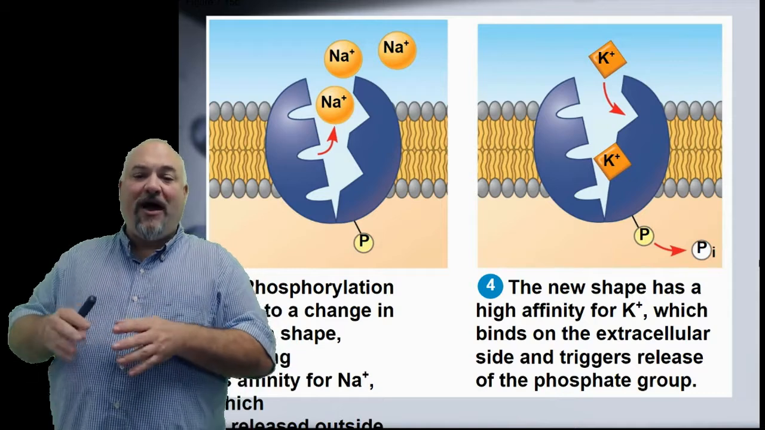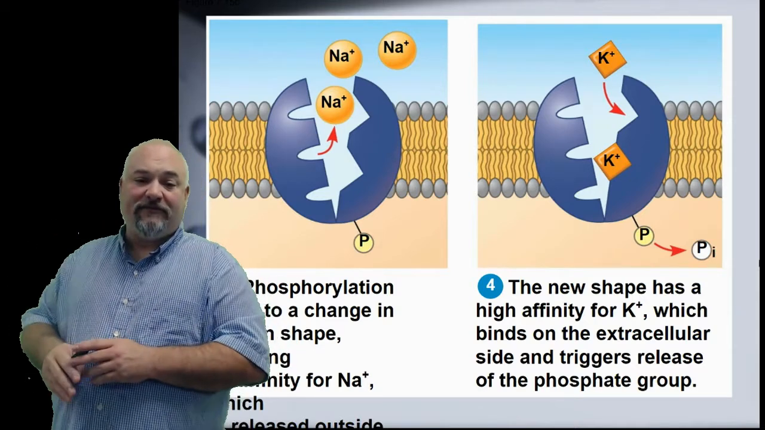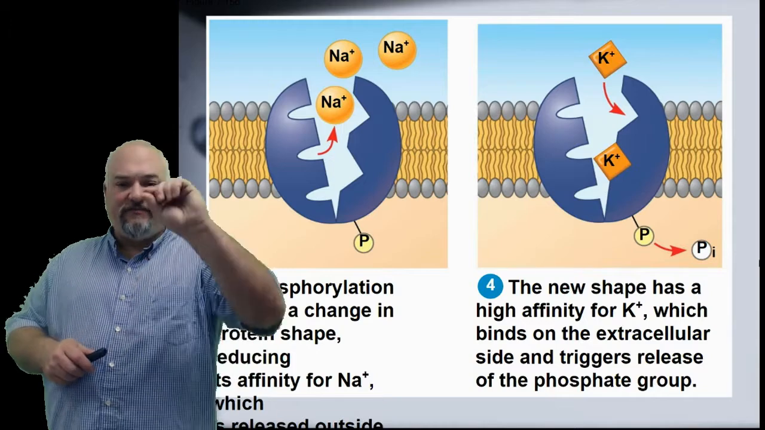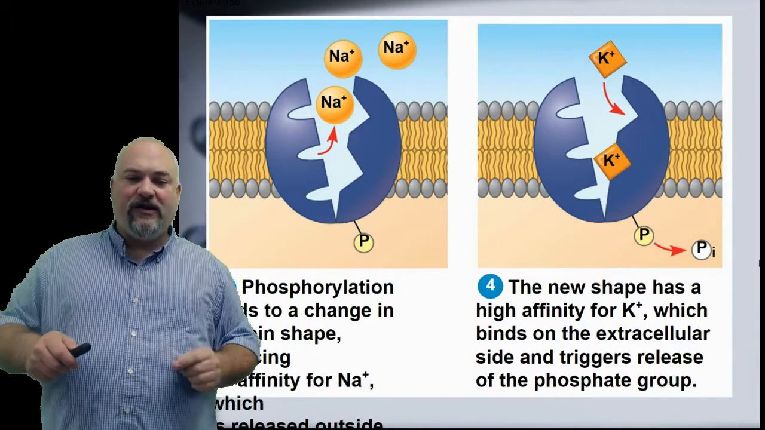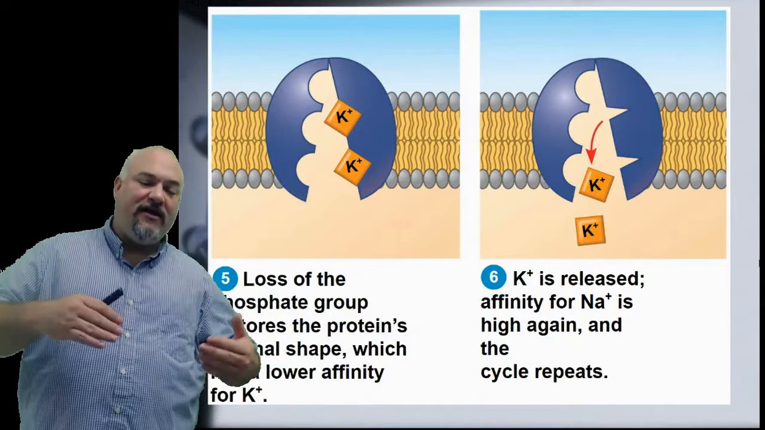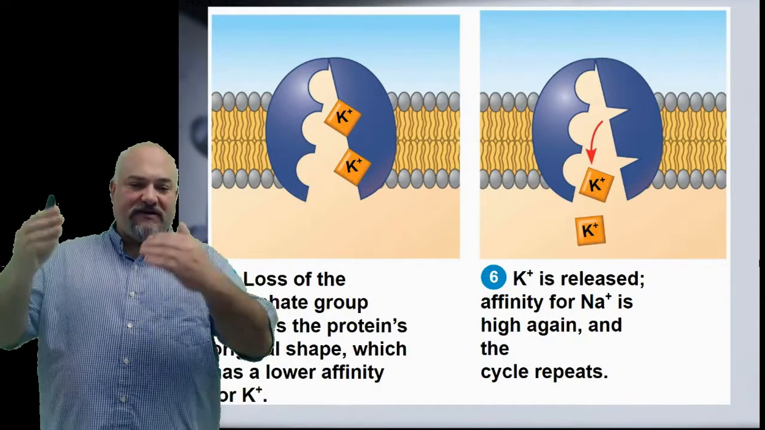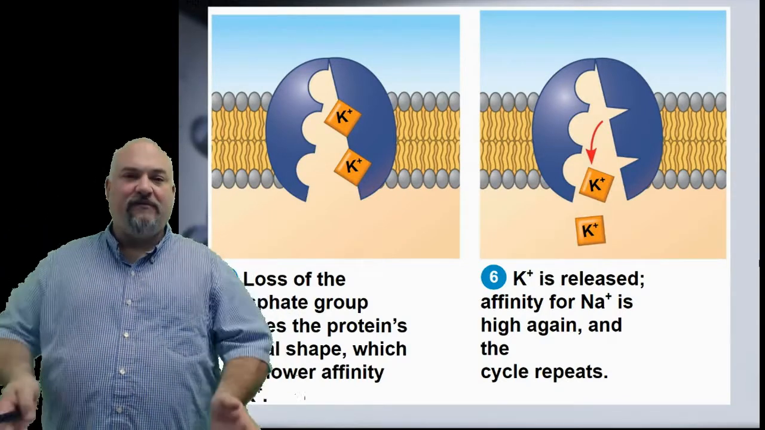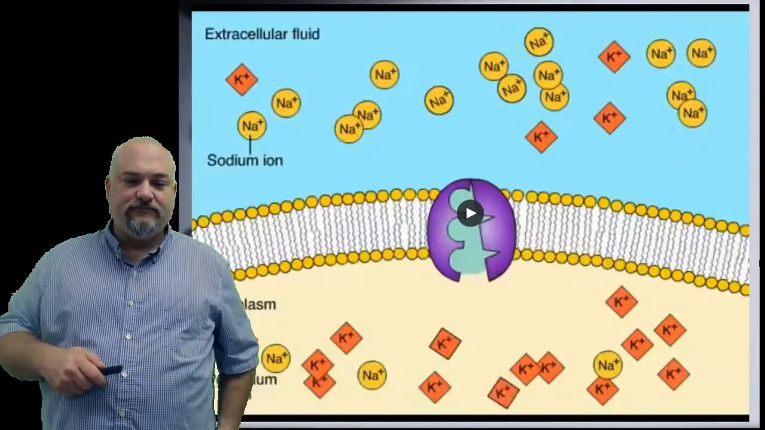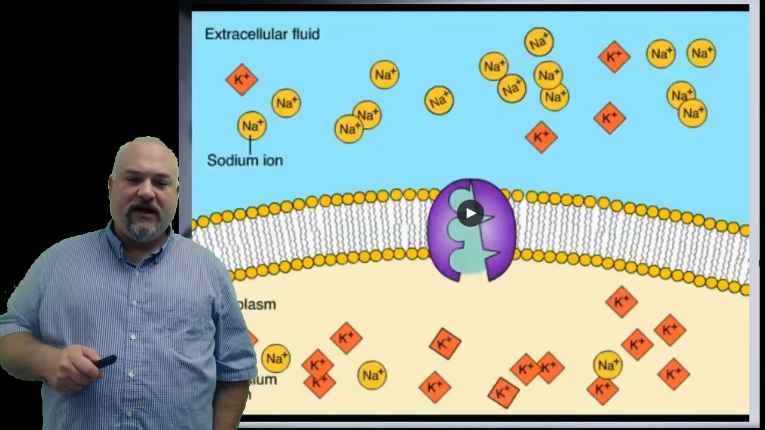That new shape now has a high affinity for potassium, which will bind in there, and that will trigger the release of that extra little phosphate group stuck onto the underside of it. That causes it to change shape again, back to its original shape. Potassium is released into the cell, and we can begin the cycle over again, pumping sodium out and potassium in. Let's watch this little video that shows it in more detail.